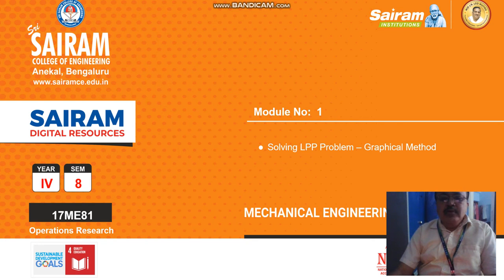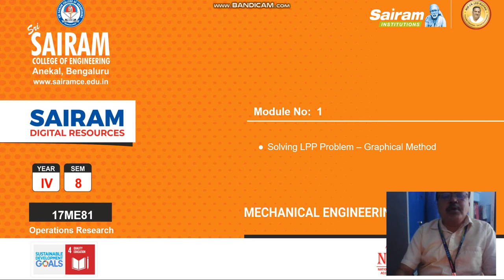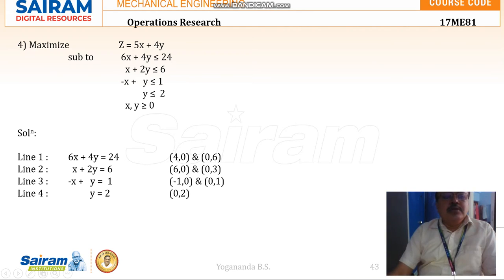Good morning. Now we are doing some more problems in graphical method on solving LPP problem. So the LPP mathematical model says like this. The objective function is to maximize z is equal to 5x plus 4y subjected to the constraints given here.